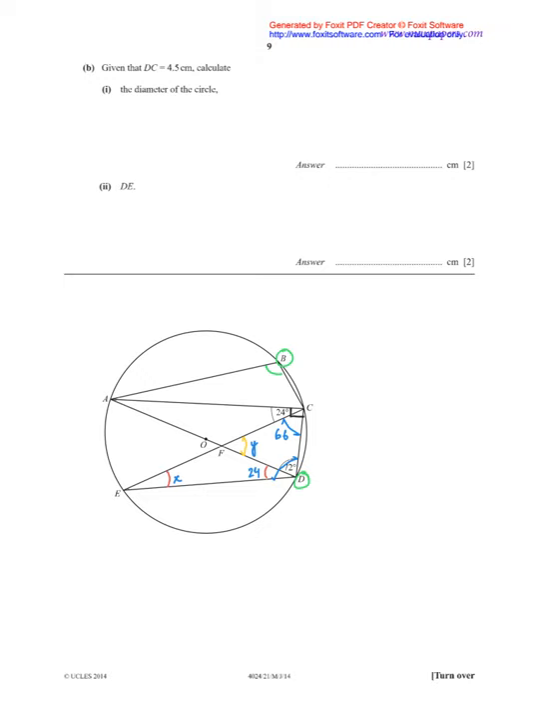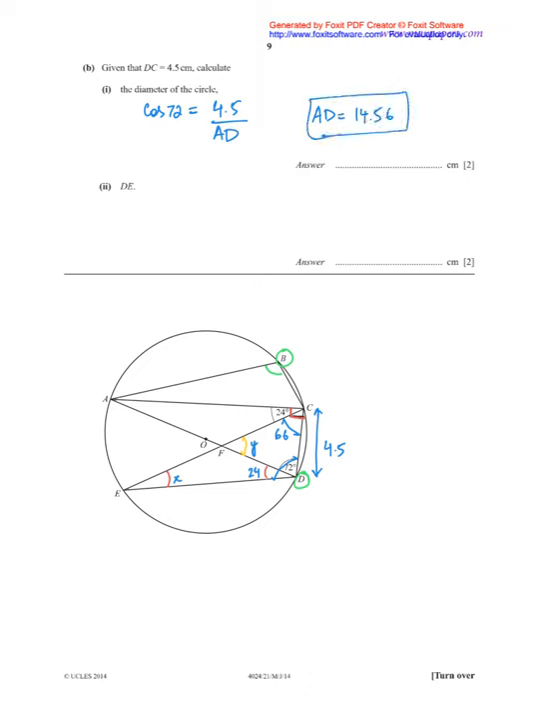After that it says given that DC is equal to 4.5, so you have the length of DC and that is 4.5. Find the diameter of the circle, and the diameter is basically the length of AD, right? Since you are dealing with 90 degrees, we can apply trigonometry here, and I can apply cos, so cos 72 is equal to adjacent, that is 4.5, divided by hypotenuse, that is your diameter. So AD, the diameter of the circle, equals 14.56, that is your answer.